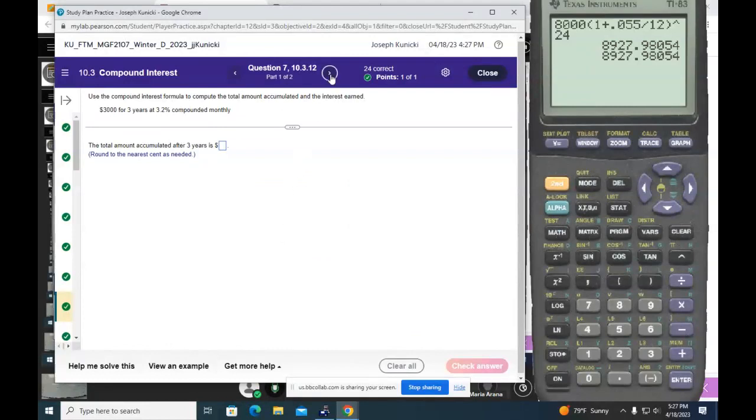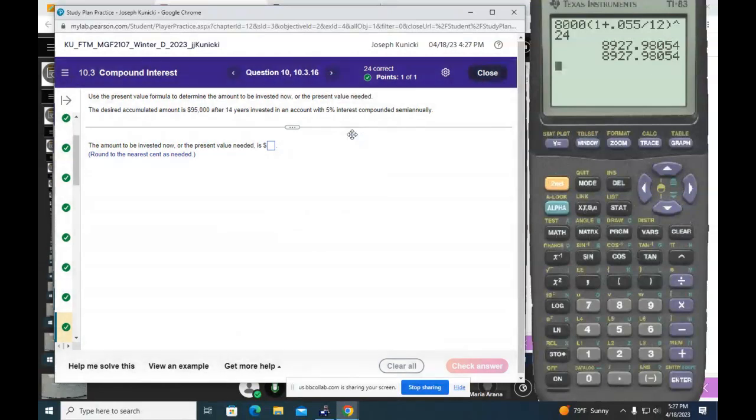Number 16. I think we're going to change it up slightly here. So this is called the future value formula, by the way, because we're solving for the future value or the accumulated value.